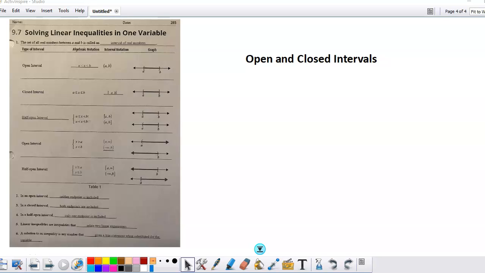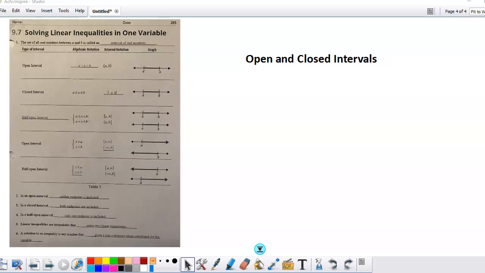Open and closed intervals look a little more difficult than they are. All you need is a quick explanation. What you see on the left side of your screen is the worksheet filled out from page 285 of your guided notebook that came bundled with your access code. As I address that, I'm going to talk about some actual numbers.